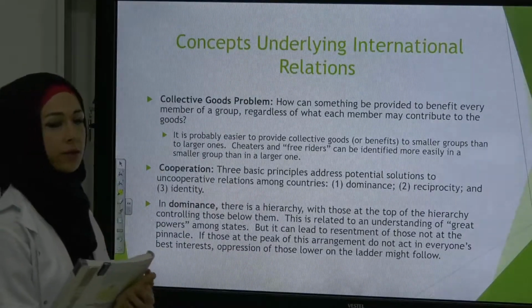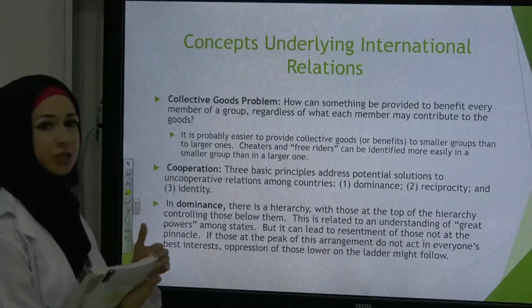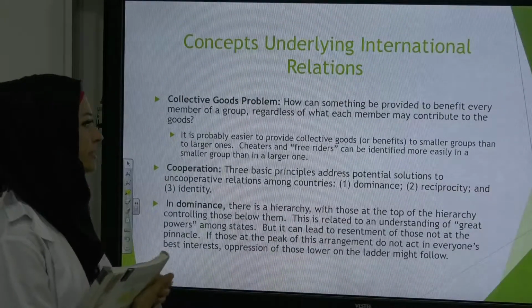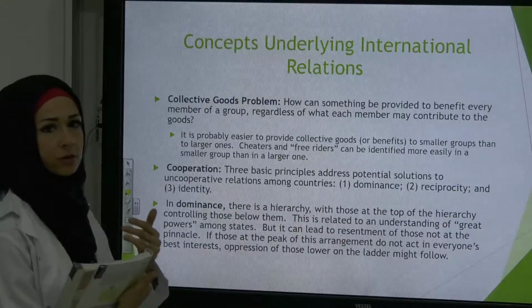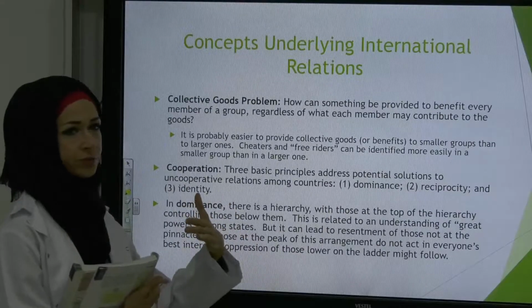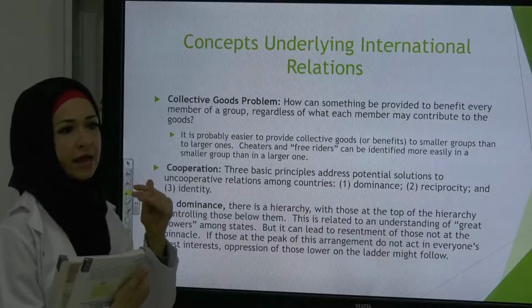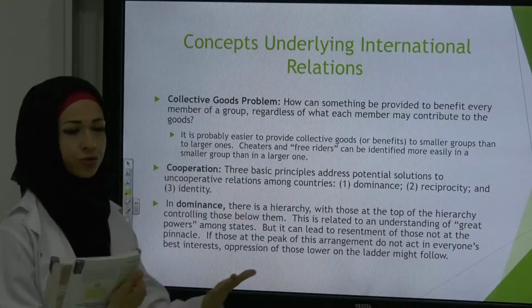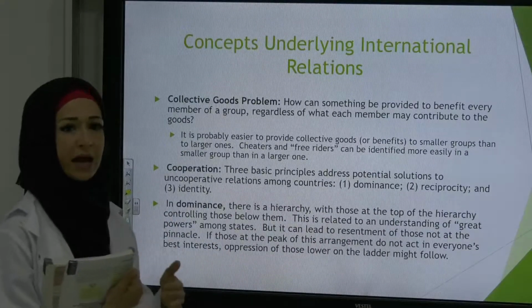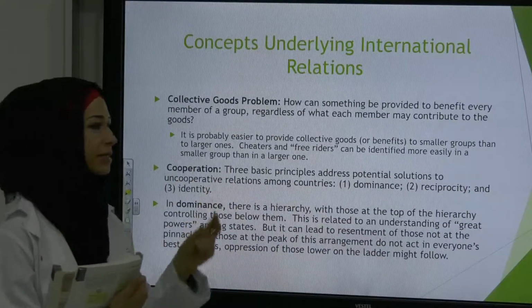Now, the problem in the collective goods problem is what? Is that you may have cheaters and free riders that can be identified more easily in a smaller group than in a larger group. So you have within the collective goods problem, people who are not contributing. In order for it to be balanced, you have to have people that are contributing from both sides of the story.